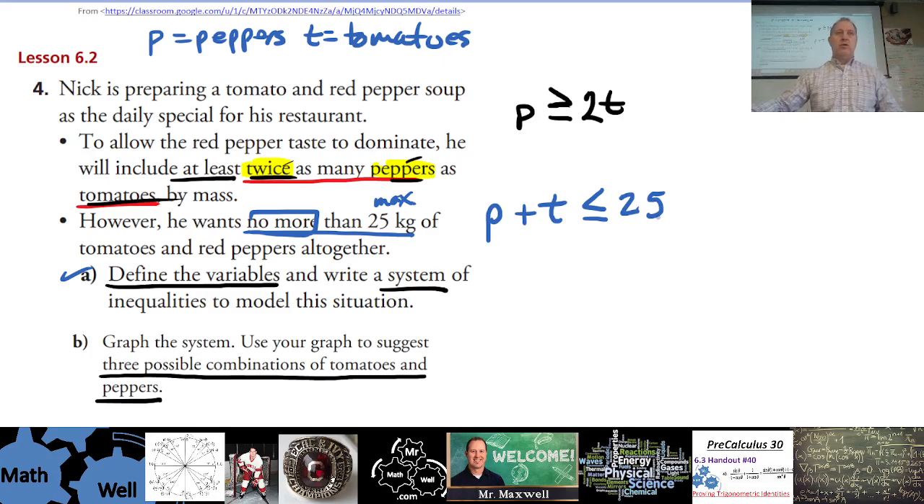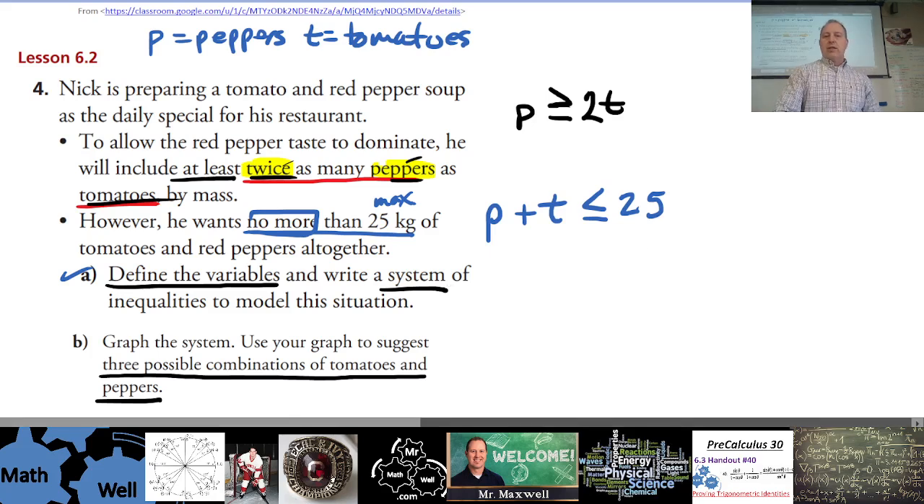Okay, no questions about those two? That should be pretty easy. Awesome. Okay, let's graph the system. So we're going to take these two inequalities and we're going to graph them now. So let's do that. I'm going to move this up out of the way a little bit.